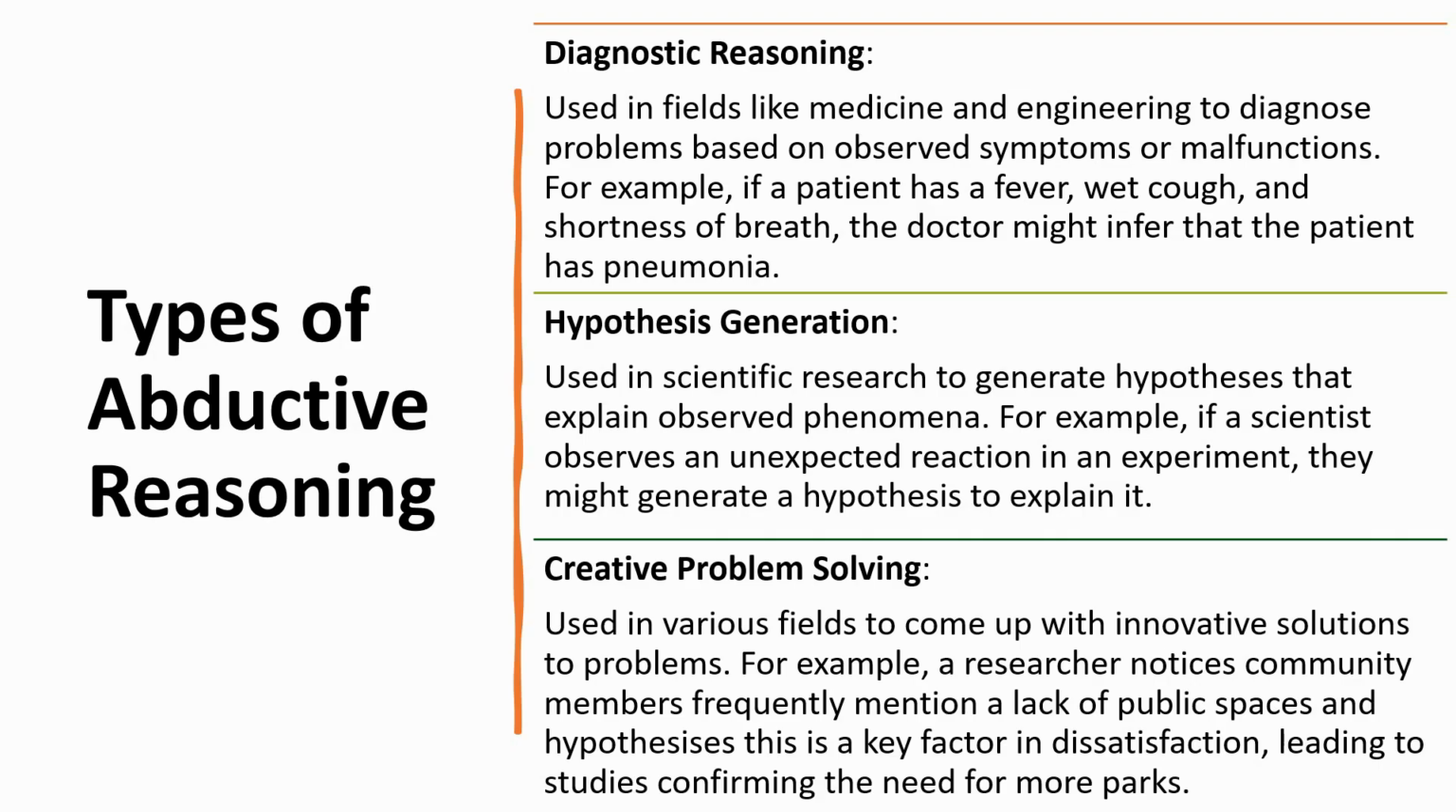There are other fields where we might need creative problem solving to come up with some form of innovative solution to problems. So for example, a researcher completing community research, liaising with members of the public who frequently mention that there is a lack of public spaces. There could be a hypothesis that this is a key factor in dissatisfaction, and that can progress towards studies that confirm that there is a need for more parks, more public spaces to become available to meet the needs that have been raised in the actual research.